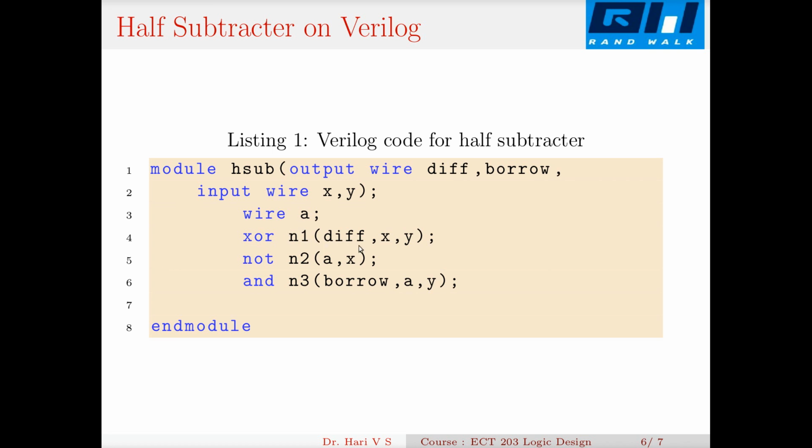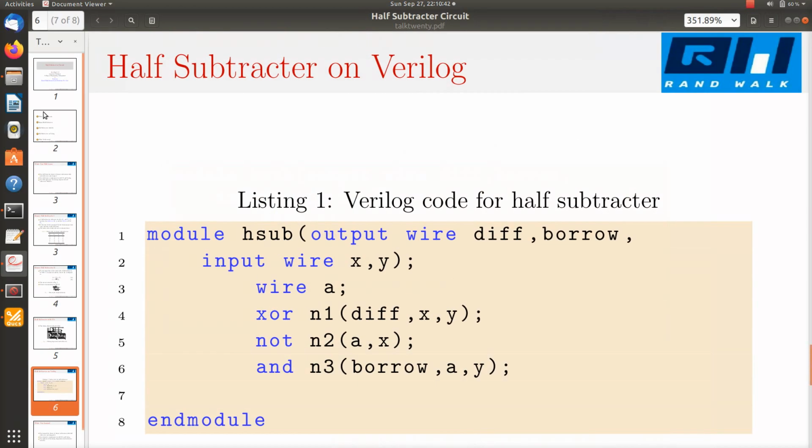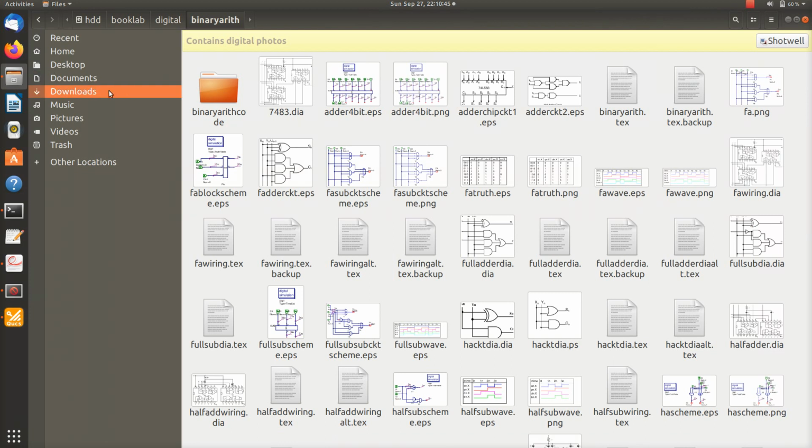First, X and Y are XORed to form the difference. This is difference, XOR N1. This gate makes my difference. This is a 2-input XOR gate. Then this X should be inverted because I need X bar Y for my borrow. So first I have to NOT this X to form the internal net A. Then A and Y gives N3, which is X bar and Y, that is my borrow output. So this you can see in the editor.